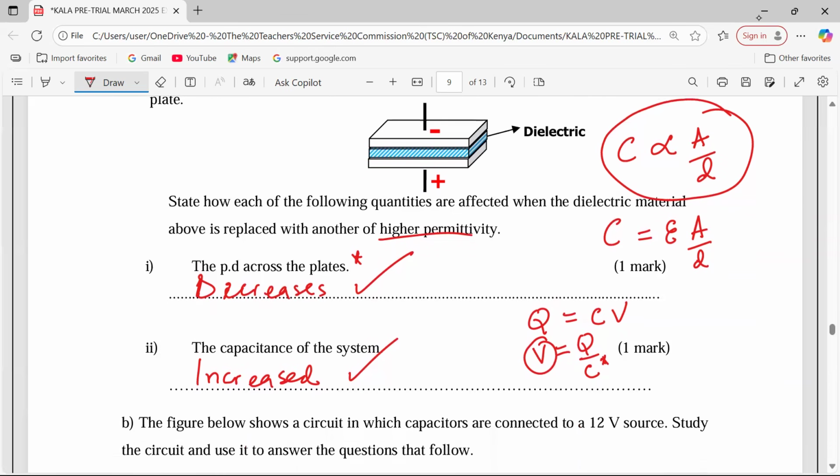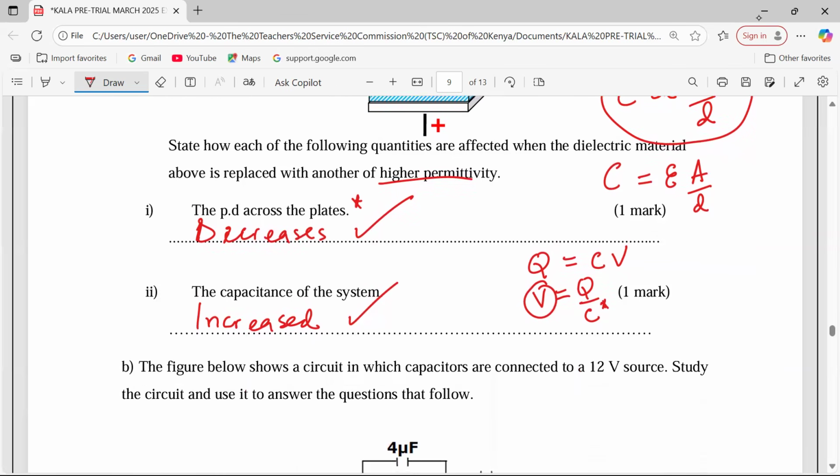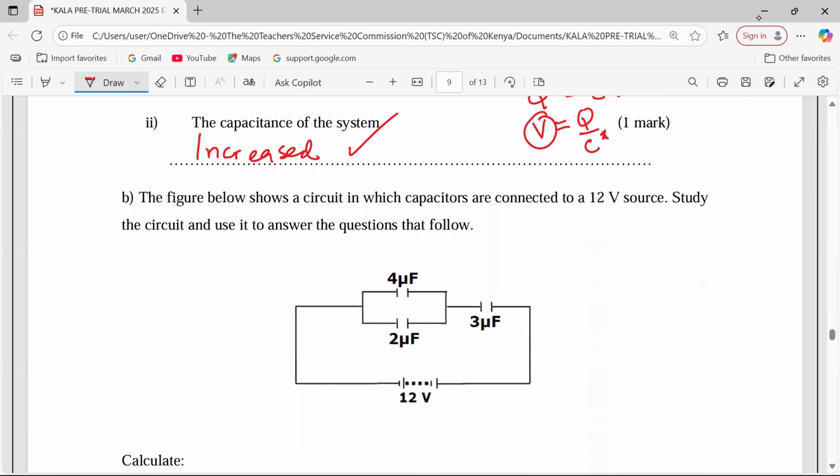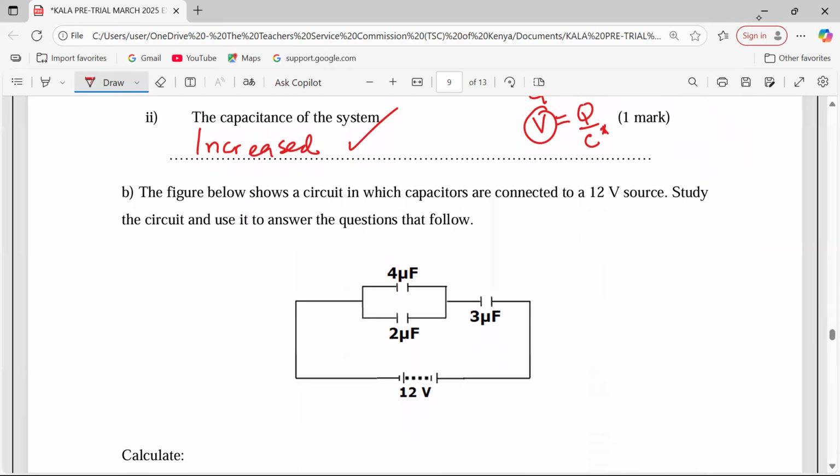Just use the mathematical formula to come up with simple statements like increasing and decreasing. Anyway, part B of the same. The figure below shows a circuit in which capacitors are connected to a 12-volt source. Study the circuit and use it to answer the questions that follow.